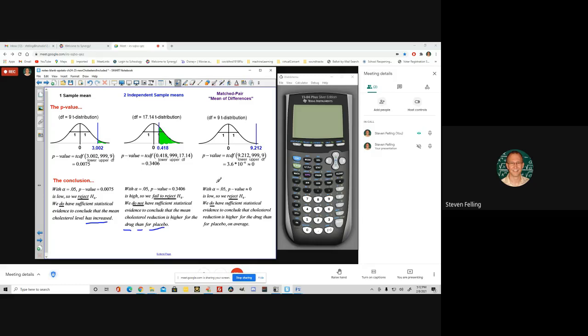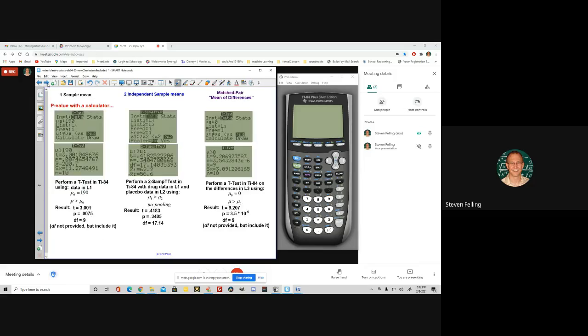And then here we could say with alpha 0.05, the p-value of almost 0 is low, so we reject the null hypothesis. Therefore, we do have sufficient evidence to conclude that the cholesterol reduction is higher for the drug than the placebo on average. We should probably put some word like that in there because we're talking about average differences. Okay, so those are the conclusions.